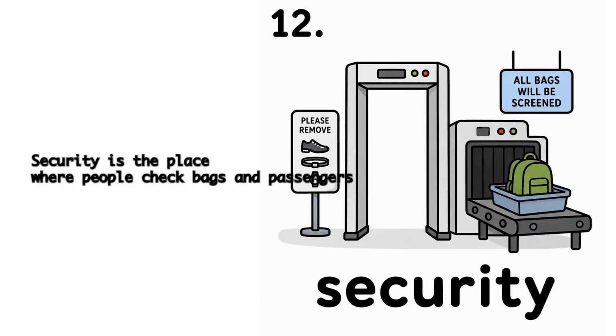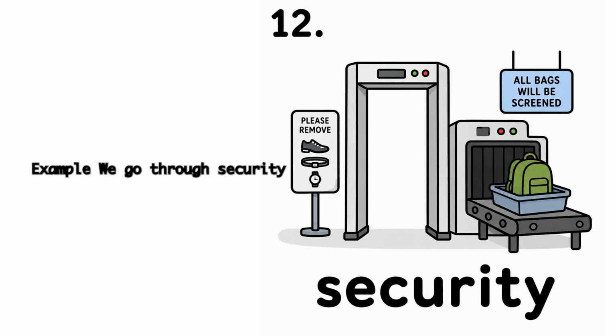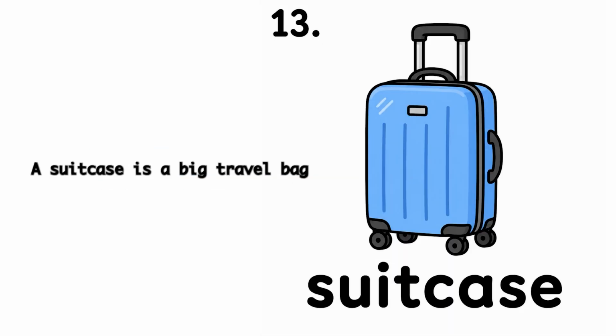Word 12. Security. Security is the place where people check bags and passengers. Example. We go through security. Word 13. Suitcase. A suitcase is a big travel bag. Example. My suitcase is blue.